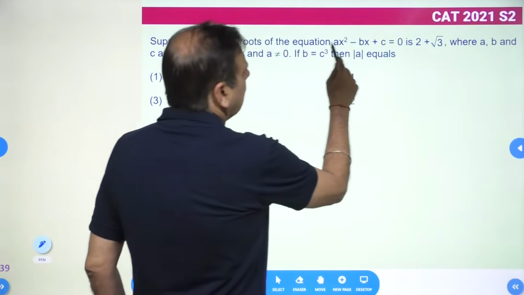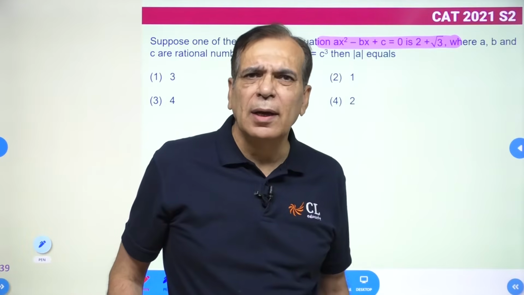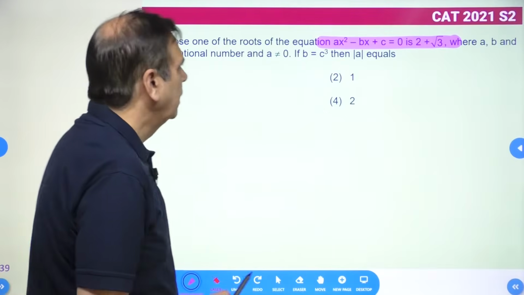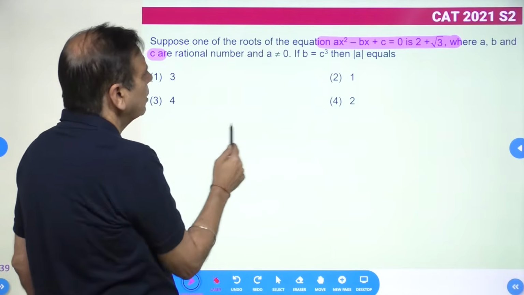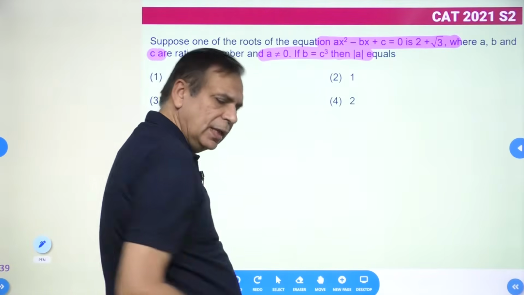Suppose one of the roots of the equation is 2 plus root 3. पता चल गया दूसरा रूट क्या है. Roots occur in conjugate pair, so एक 2 plus root 3 है, the other one has to be 2 minus root 3. Where a, b, c are rational numbers and a is not equal to 0. If b equal to c cube, what is mod a equal to?